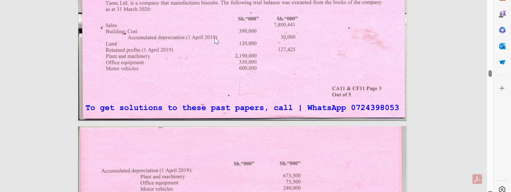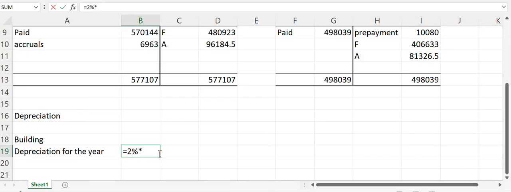We have accumulated depreciation, but we are going to use this one later when you are determining the net book value. Remember, to get net book value, you take cost minus accumulated depreciation minus depreciation for the year. So what we are computing here is depreciation for the year that is going to be recorded in the income statement. So building cost is 390. Come back here, so only 2% of 390,000. So we get that.